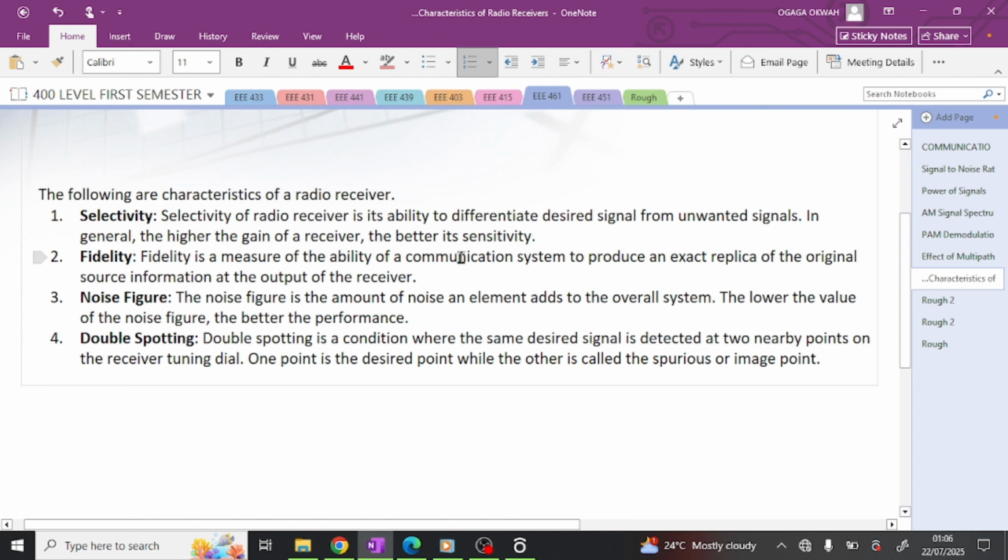Okay, now the next characteristic is fidelity. When we say fidelity, it's just a measure of the ability of a communication system to produce an exact replica of the original source information at the output of the receiver.